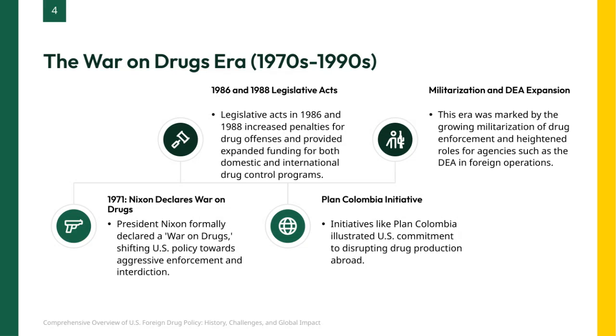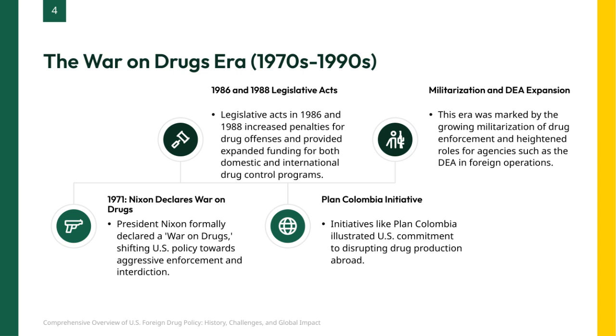In 1971, President Nixon officially declared the war on drugs, which marked a significant shift in U.S. policy towards a much more aggressive approach in drug enforcement and interdiction. This set the tone for the following decades. In the mid to late 1980s, specifically 1986 and 1988, major legislative acts were passed that increased penalties for drug-related offenses and boosted funding for drug control efforts both within the United States and internationally.